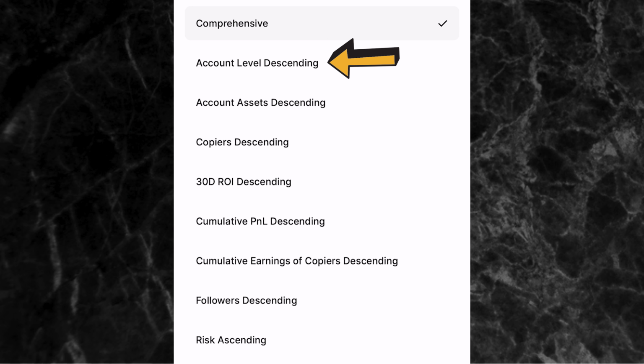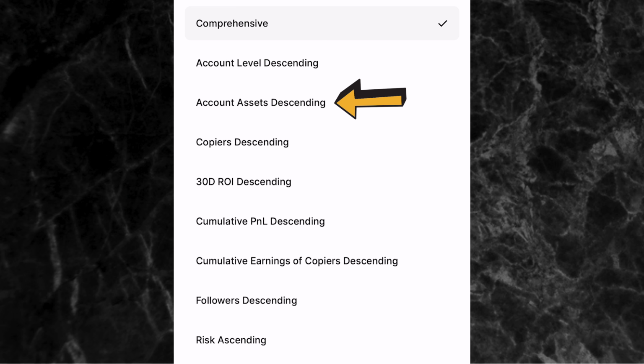Now, if you are picking account level descending, that means it's going to be showing you traders according to their account level. So it's going to be showing you from the highest to the lowest. Now, the next category is account asset descending. Now, if I pick this category, this means that it will be showing me traders according to the amount they are currently managing. So this means that for this category, the first trader will be the person that is managing the highest amount of money, that is the highest amount of assets. Then I'll be seeing other traders until I get down to the trader with the lowest account asset.